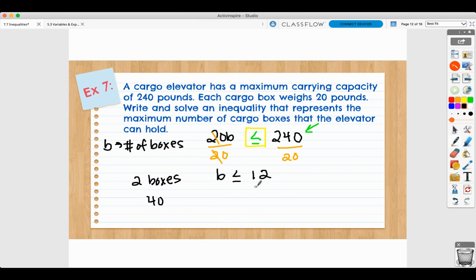We're saying B is less than or equal to 12, but can you have like 15 boxes? Well, if you had 15 boxes and you multiply that by 20, you're going to end up getting 200, nope, not 200. I did something wrong. 300 pounds. And you cannot have 300. So this inequality symbol of less than or equal to is correct.